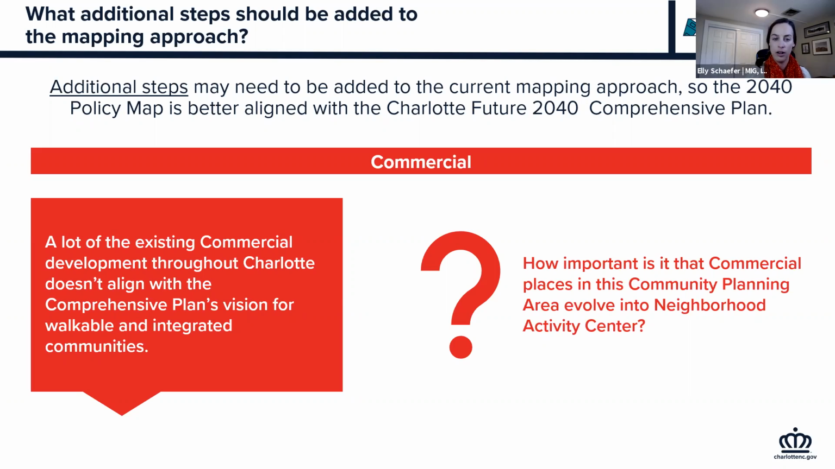So we've heard from some of our planning colleagues that a lot of the existing commercial development throughout Charlotte doesn't align with the comprehensive plan's vision for walkable and integrated communities. So we wanted to ask you, how important is it that commercial places in this community planning area evolve into a neighborhood activity center? A neighborhood activity center is more of a mixed use environment. It might have different building form, different mobility options as well than a commercial place type.